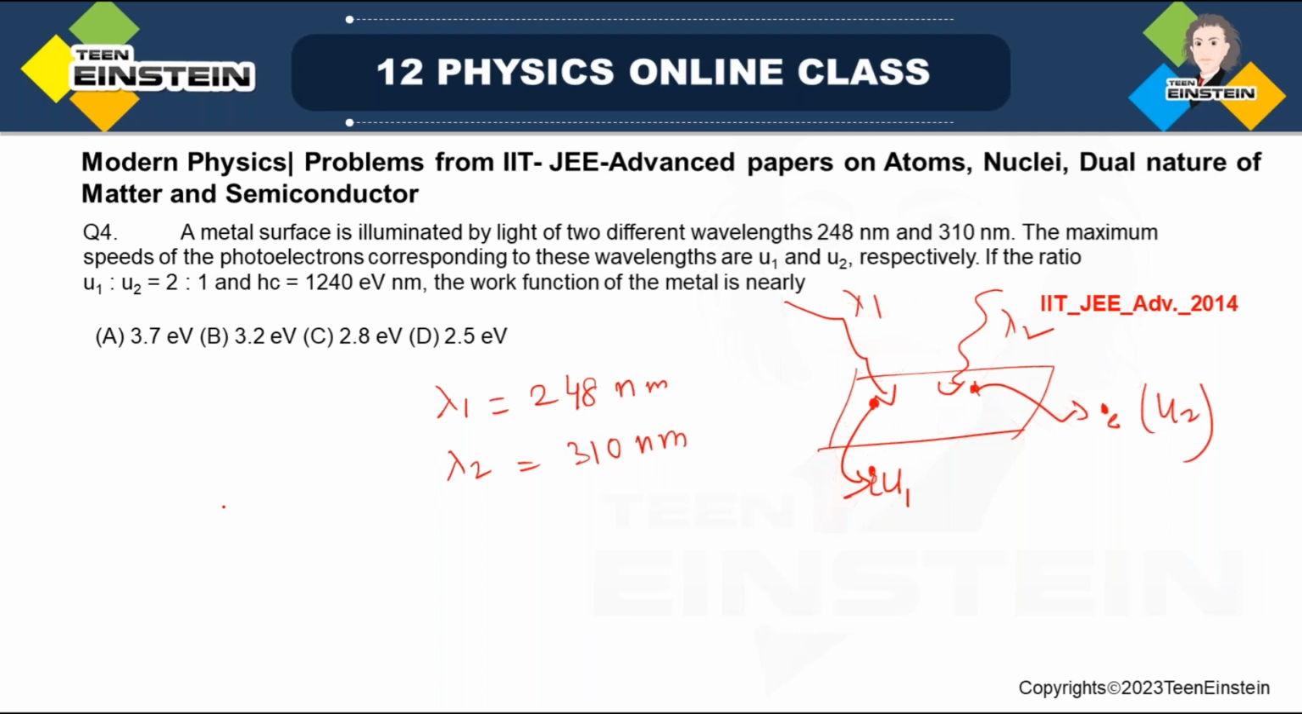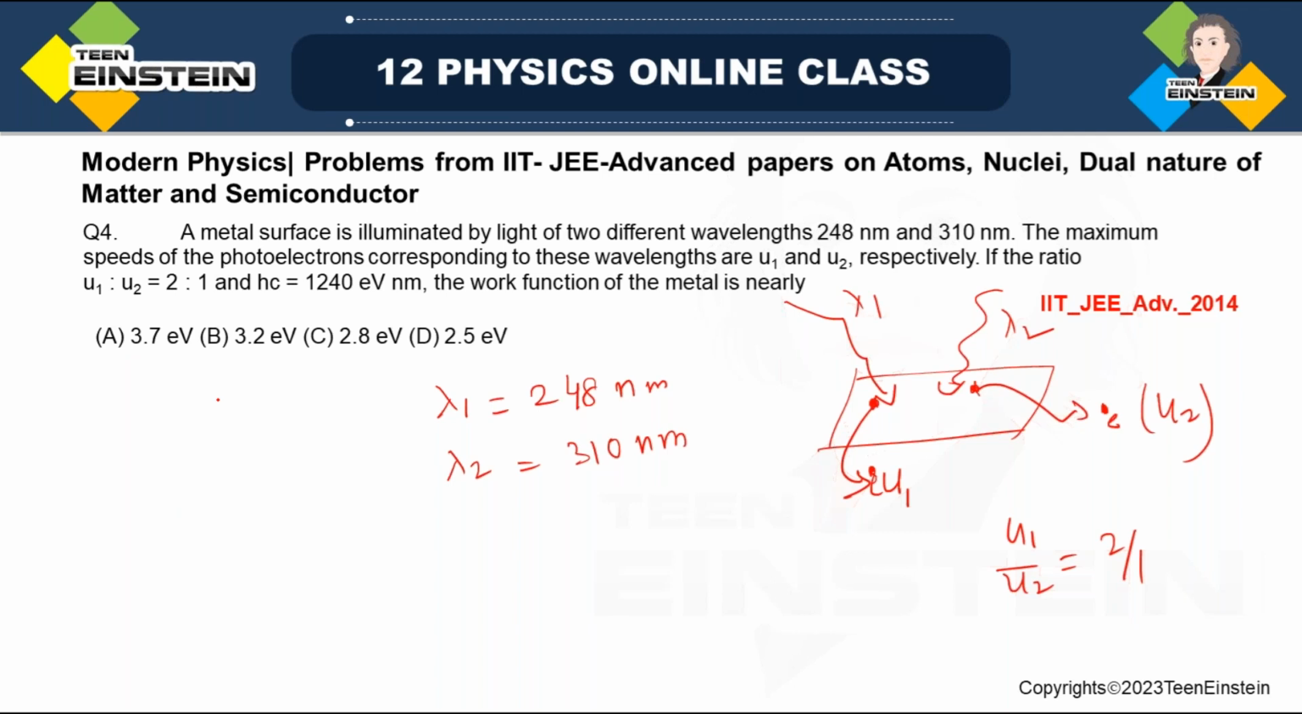So this is the thing. Now u1 versus u2 is given as 2 by 1, or 2:1. Then what is the work function of the metal nearly equal to? These are the options given.